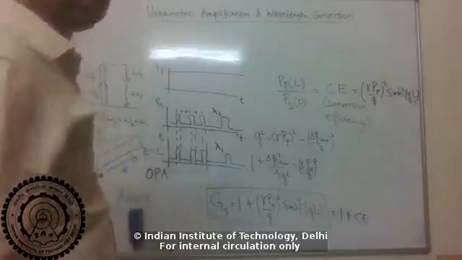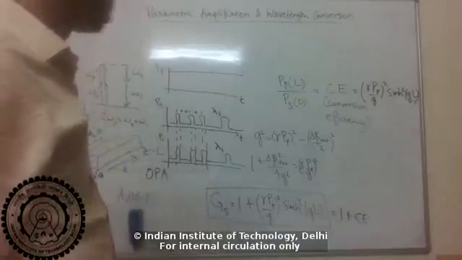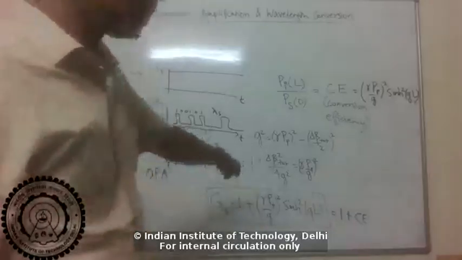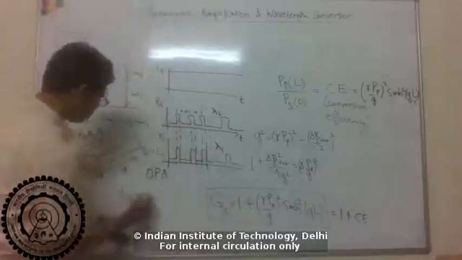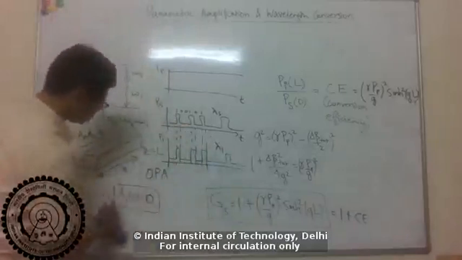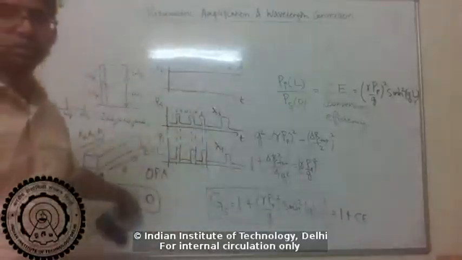Sir, what I studied last semester was that in the non-degenerate case, the OPA is phase insensitive. So here the optical parametric amplifier is phase sensitive. From where... No, in this case, when I don't have an input, this is the case we are discussing for no input idler, right?